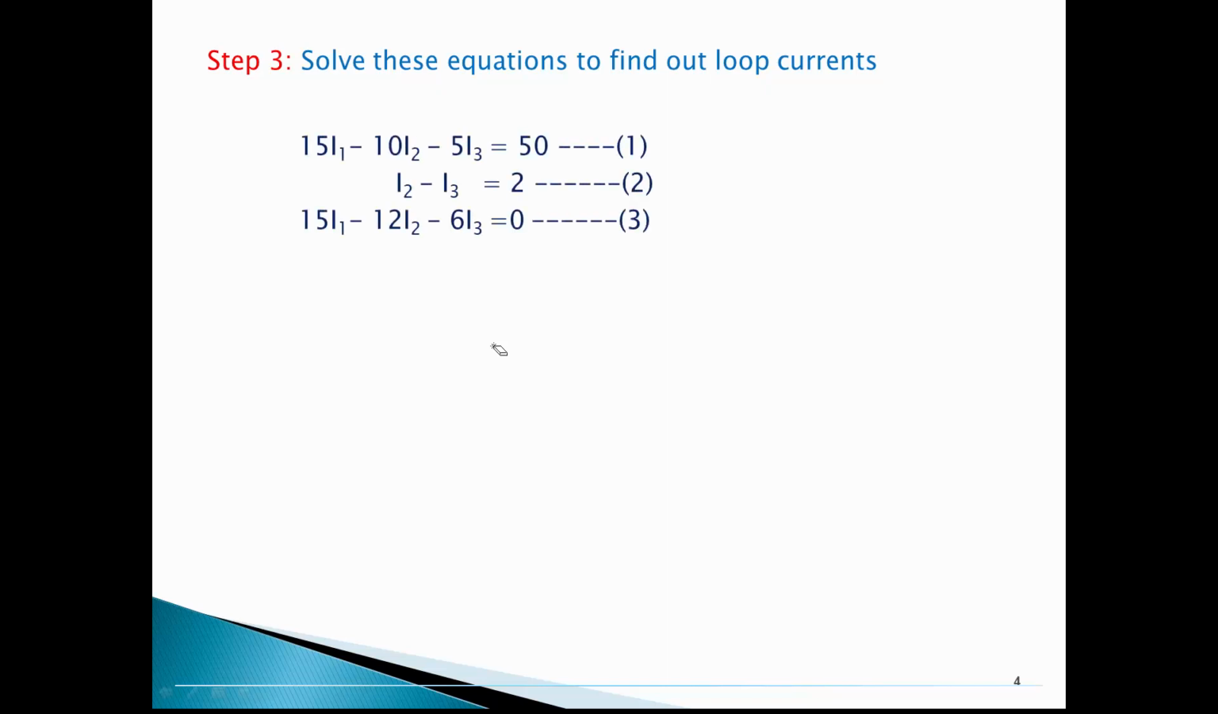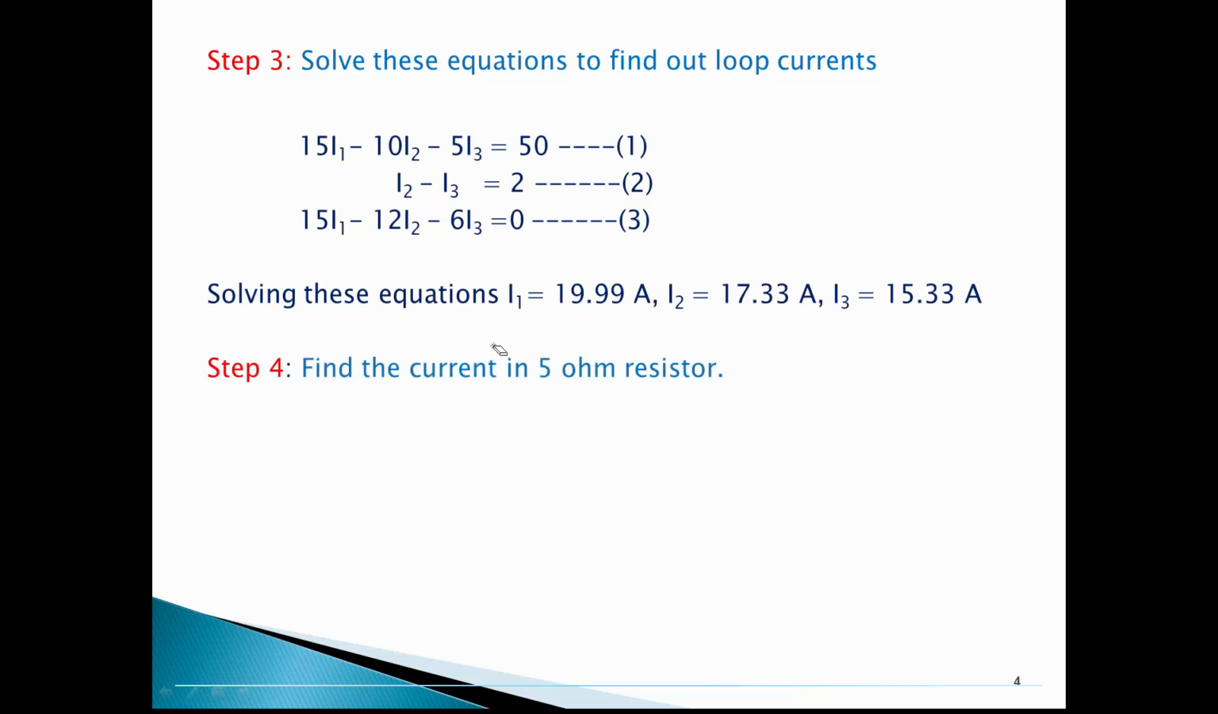These are the three equations we found in the previous circuit diagram, and solving these equations using a calculator, you may get I1 as 19.99 amps, I2 as 17.33 amps and I3 as 15.33 amps. Now find out the current in the 5 ohm resistor. This is the actual question.